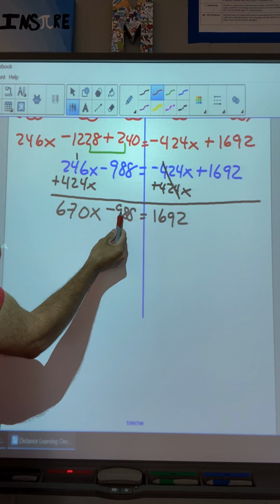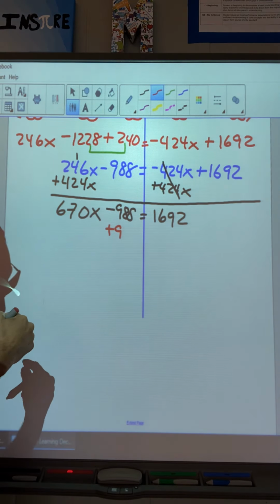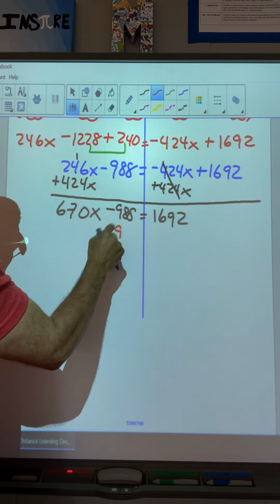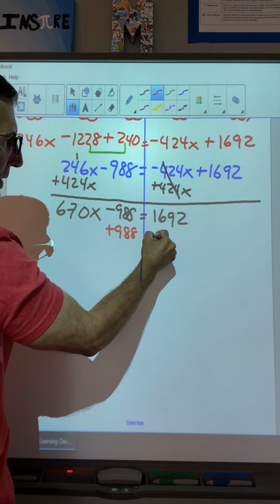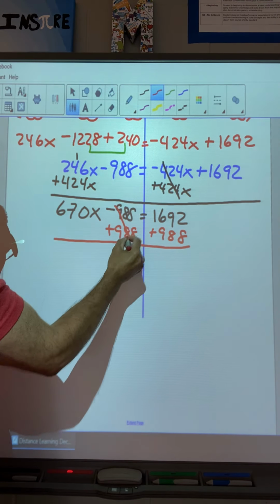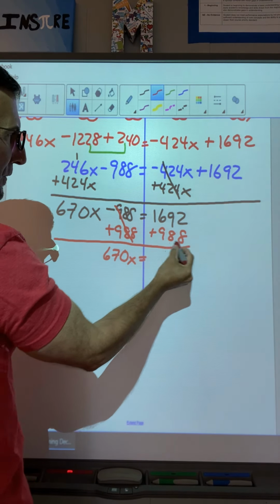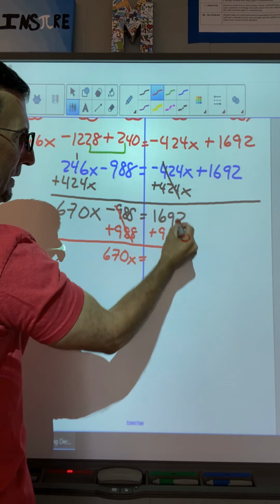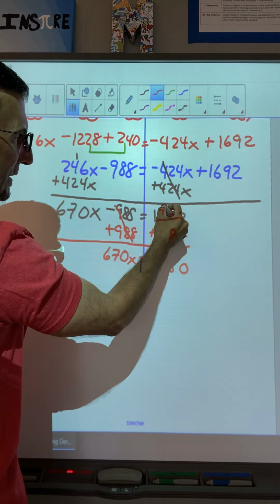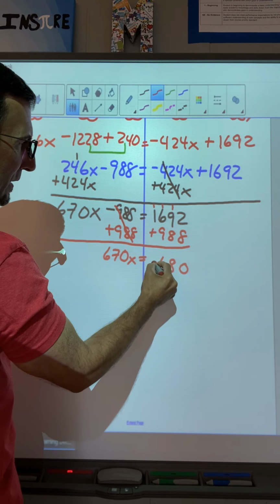I have my x's over here, so let's get rid of this. Let's do the opposite. Remember, everything we're doing is opposite operations. That was subtraction, I'm adding. Now I see subtraction, I'm adding. So we have 670x equals 8 and 2 is 10, carry the 1. That's 10 plus 8, that's 18, carry the 1. That's 10, that's 16, carry the 1, and that's a 2.